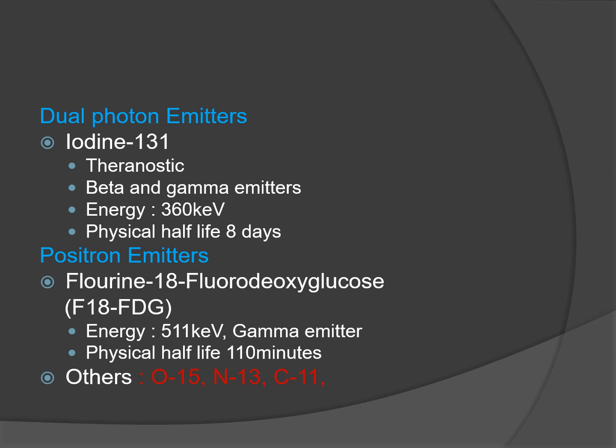So the facility that wants to do positron emission tomography must have a cyclotron inside or nearby, because the half-life is less than 2 hours. We also have other positron emitters such as oxygen, nitrogen, and carbon, but in our country mostly we use fluorine 18 FDG.